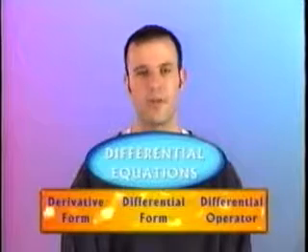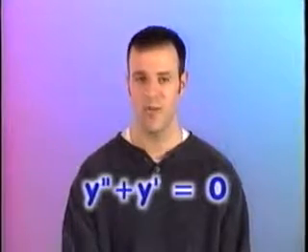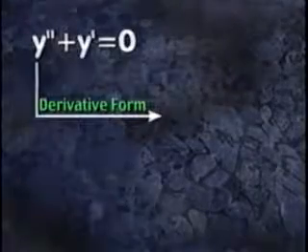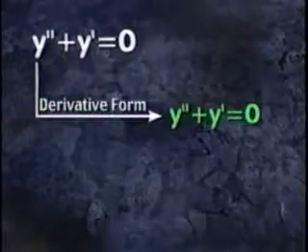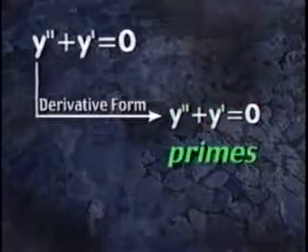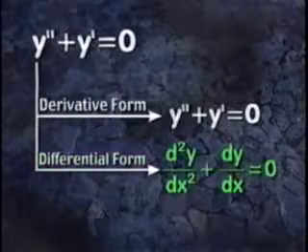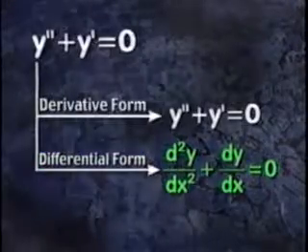Let's take the differential equation y double prime plus y prime equals 0 and talk about form. In the derivative form, our equation would look like this, with the prime notation. See those little primey things? Those are primes, and that means we're looking at the derivative form. In the differential form, it would look like this, with the dy dx notation.